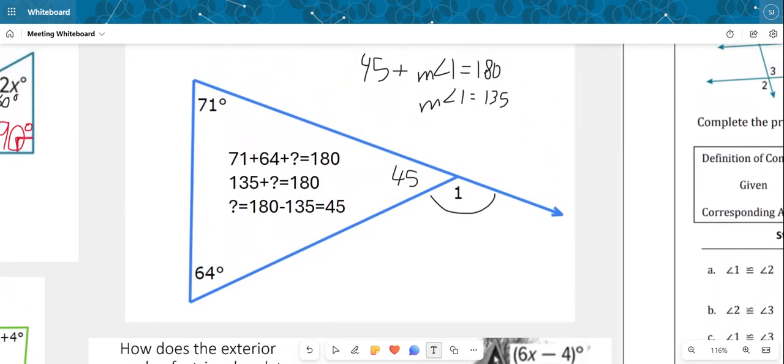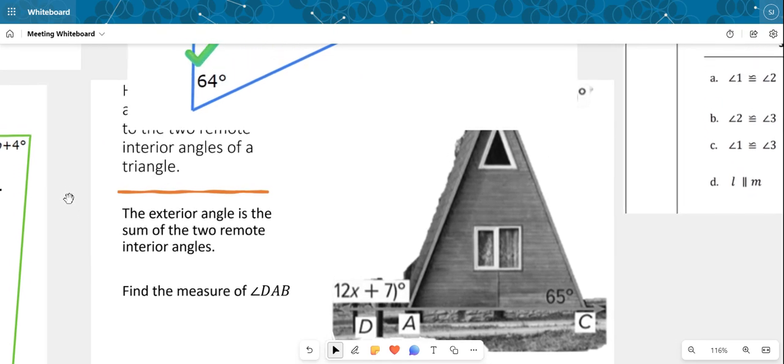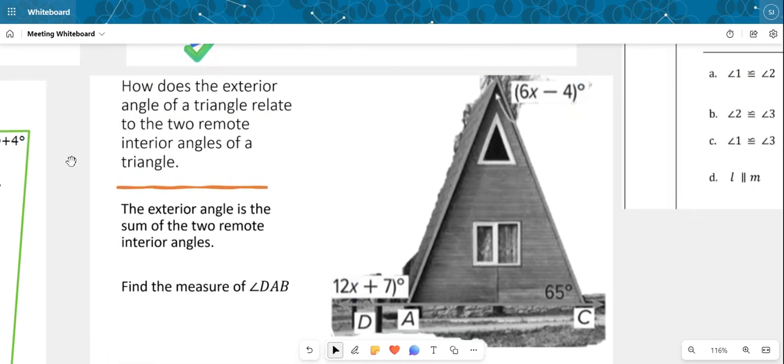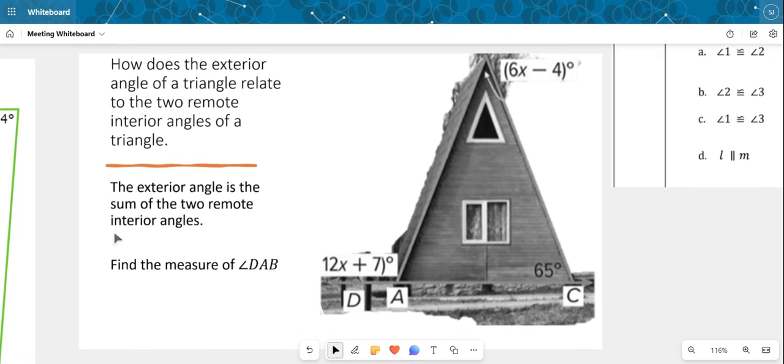We have over here, this is an exterior angle. And over here, this is a remote interior angle. These two are remote interior angles. They're further away from this exterior angle, and they will add to make the exact same value as angle 1 here. The exterior angle is the sum of the two remote interior angles. Let's see that with a numerical example super quickly here.